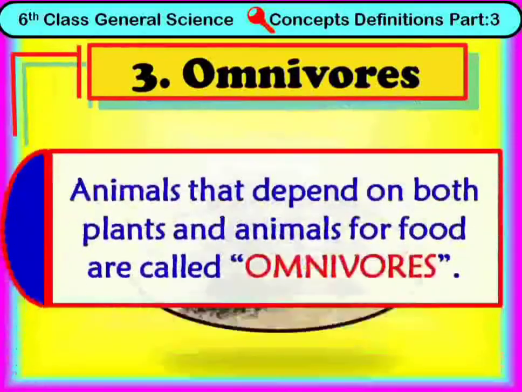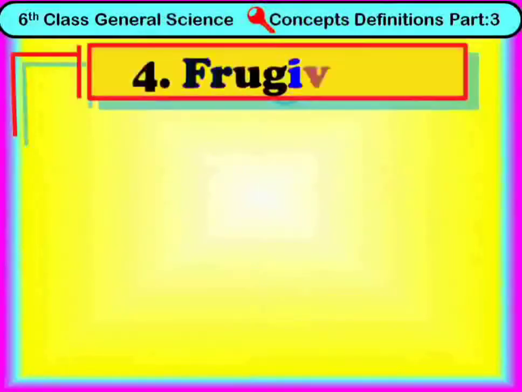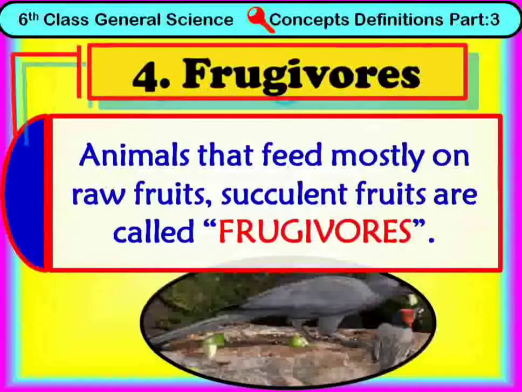Omnivores. Animals that depend on both plants and animals for food are called omnivores or omnivorous animals. Human beings, crows, bears are a few examples for omnivores. Frugivores. Animals that feed mostly on raw fruits, succulent fruits are called frugivores or frugivorous animals. Few birds, bats, bears are examples for frugivores.